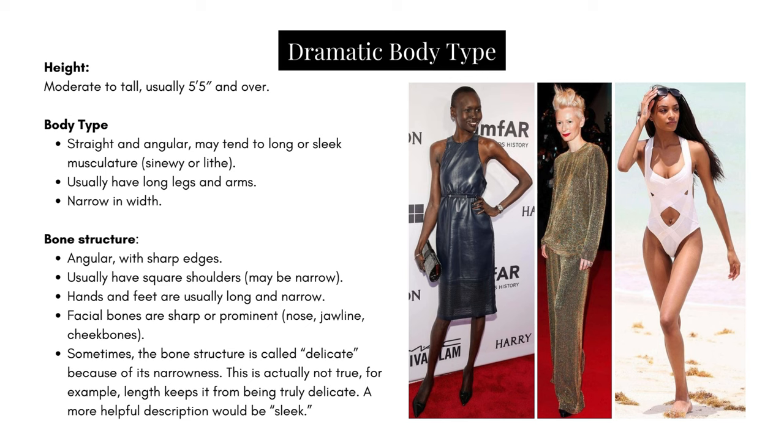Sometimes the bone structure can be called delicate because of the sharpness, but this isn't really a word that works within the dramatic body type because of the elongation. The minute that you add that length, the structure stops being delicate, at least in terms of Kibbe. So a more useful or accurate description would be sleek as opposed to delicate.